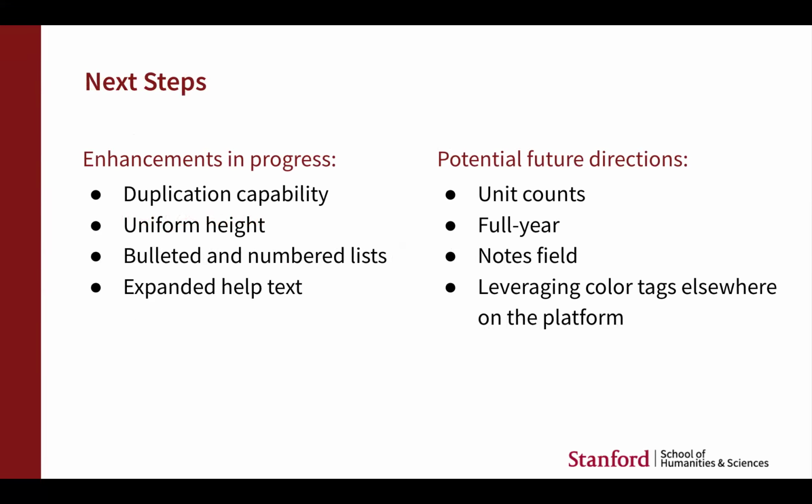We are growing this a little bit more, adding some flexibility and functionality. One of the things we've added is the ability to duplicate quarters or years or course requirements, just a lot of information that needs to be filled in. So if you don't have to type all of it from scratch, that's pretty handy. We've added uniform height, which is making all the boxes line up, so it doesn't look quite as jagged. Sometimes that's helpful for our units. Adding the ability to have bulleted and numbered lists inside the boxes and not just text. And then expanding the help text to help them navigate the editing interface really easily.